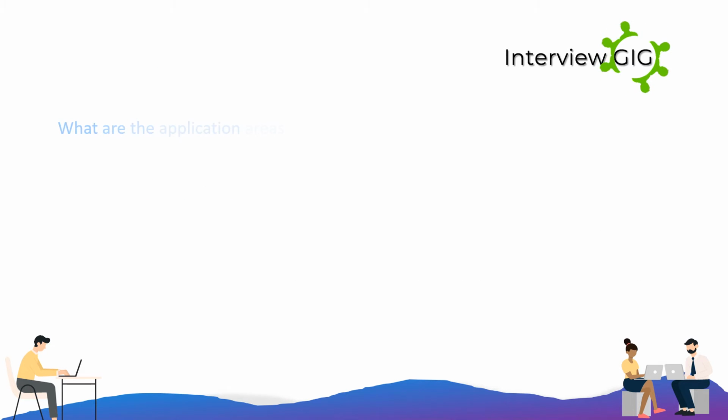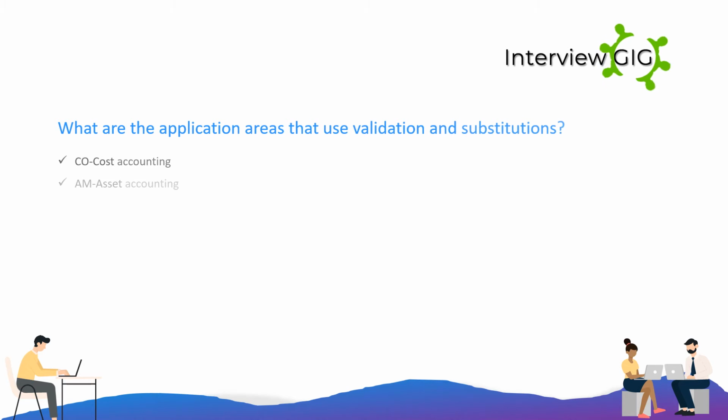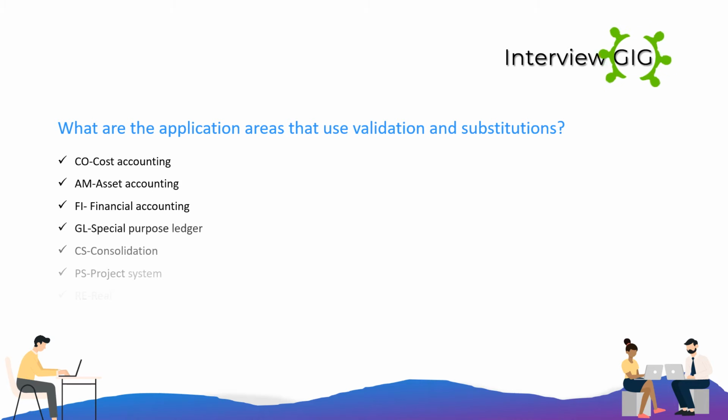What are the application areas that use validation and substitutions? FI Financial Accounting, CO Cost Accounting, AM Asset Accounting, GL Special Purpose Ledger, CS Consolidation, PS Project System, Real Estate, PC Profit Center Accounting.